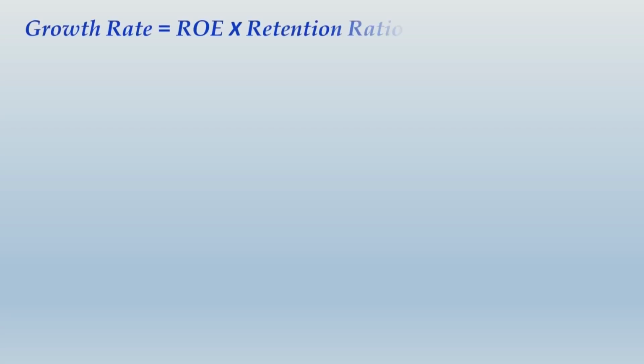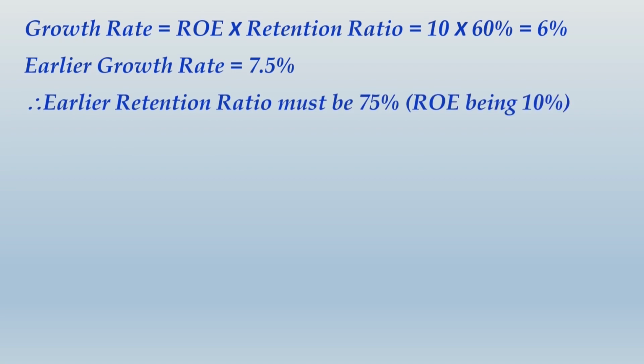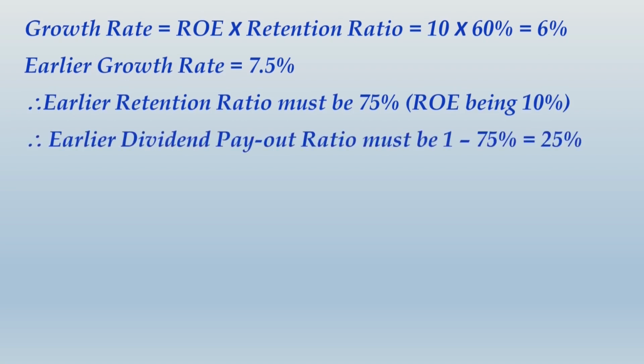Now in the second part of the solution, we would say growth rate is retention ratio multiplied by return on equity. The return on equity is given as 10% and retention ratio is 60%. So obviously growth rate would be 6%. Earlier growth rate was 7.5%. So earlier retention ratio must be 75% because ROE is 10%. Therefore, earlier dividend payout ratio must be 1 minus 75%, that is 25%.